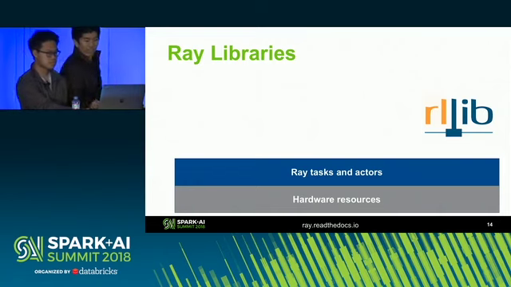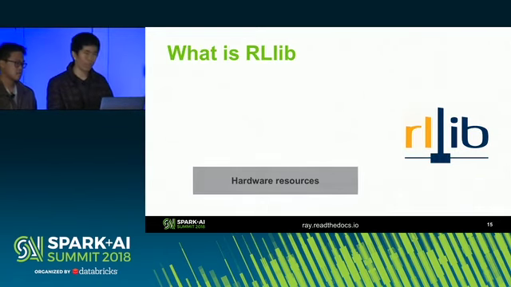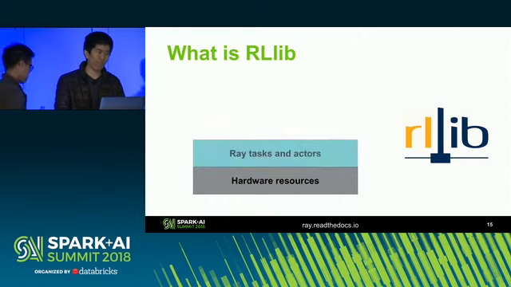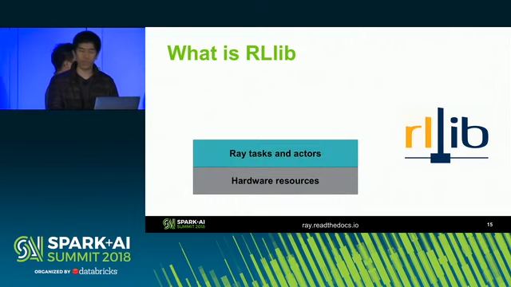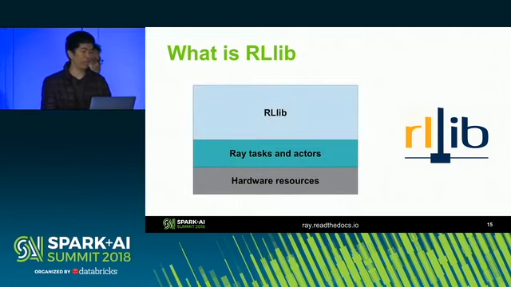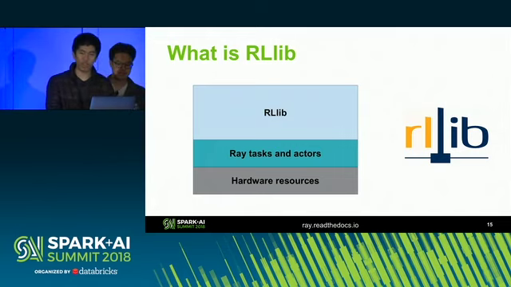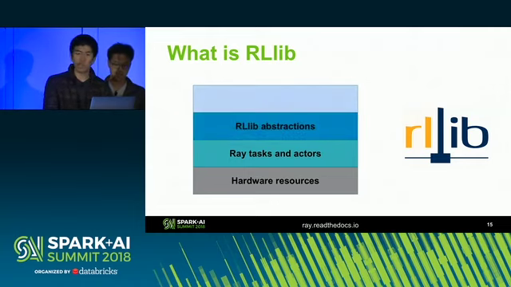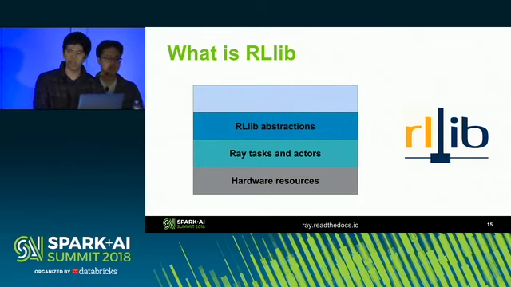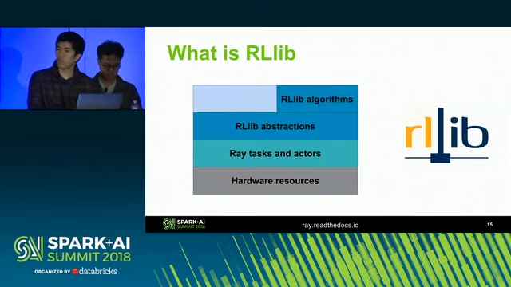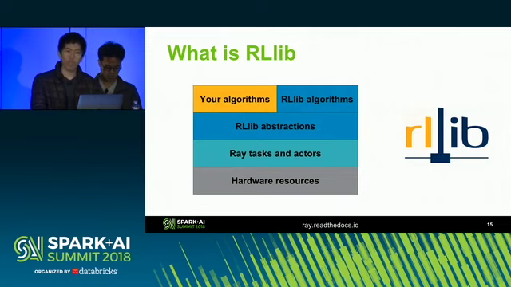Thanks, Richard. So Richard has told you about Ray, which provides a task and actor API on top of hardware resources. And I'm going to talk about RLlib, which builds on top of the Ray API to provide abstractions for reinforcement learning and also a library of RL algorithms. RLlib is actually composed of several components. First, we provide higher-level abstractions for reinforcement learning on top of the Ray low-level APIs. We provide a collection of state-of-the-art scalable RL algorithms. And finally, these abstractions can be used by developers to define their own algorithms very easily.